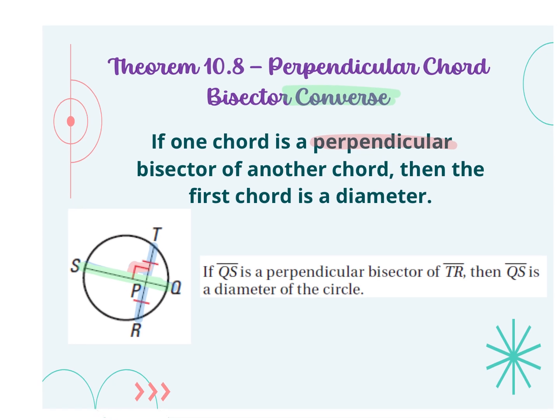So looking at this statement, if QS is a perpendicular bisector of TR, then QS is the diameter of the circle. So we're proving that it is a diameter. Before, for the perpendicular chord bisector theorem, we proved that your chords and your arcs are congruent. For this one, we're proving that your diameter is your diameter.